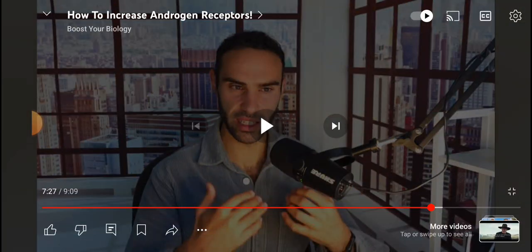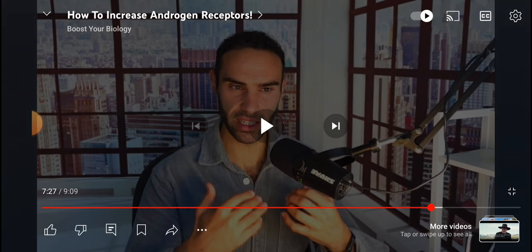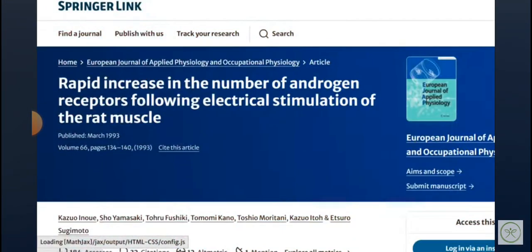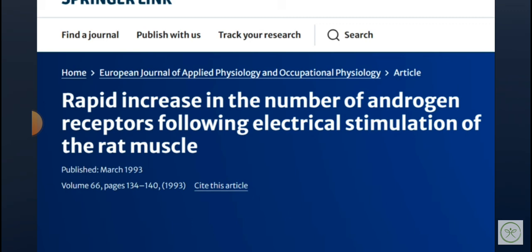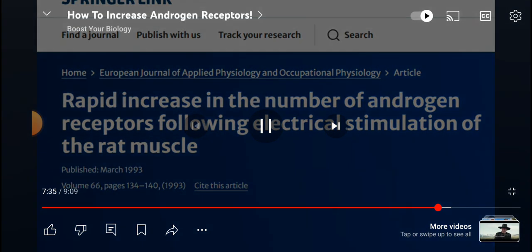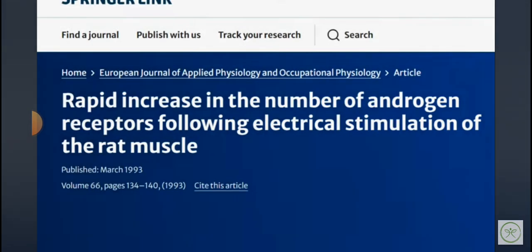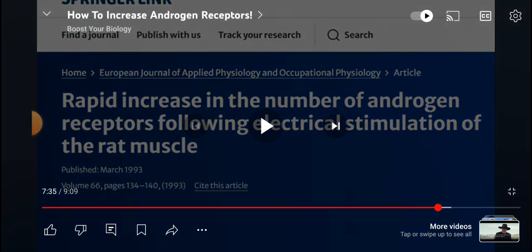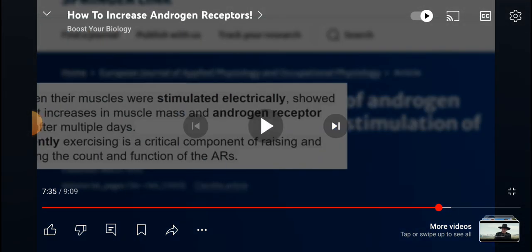Yeah, now let's have a look at a strangely clear study. Of course it did, because it's causing damage in your body, so it's increasing these things. This study is titled Rapid Increase in the Number of Androgen Receptors Following Electrical Stimulation of the Rat Muscle. Okay, I've heard of this. They stimulate you with some electrical pulses to increase it. But this is just garbage. It's transient, it's temporary.